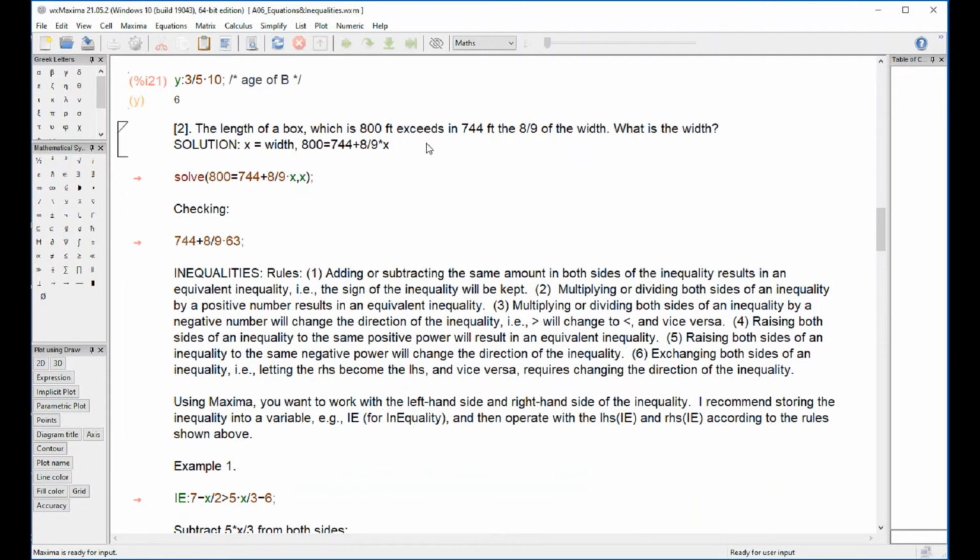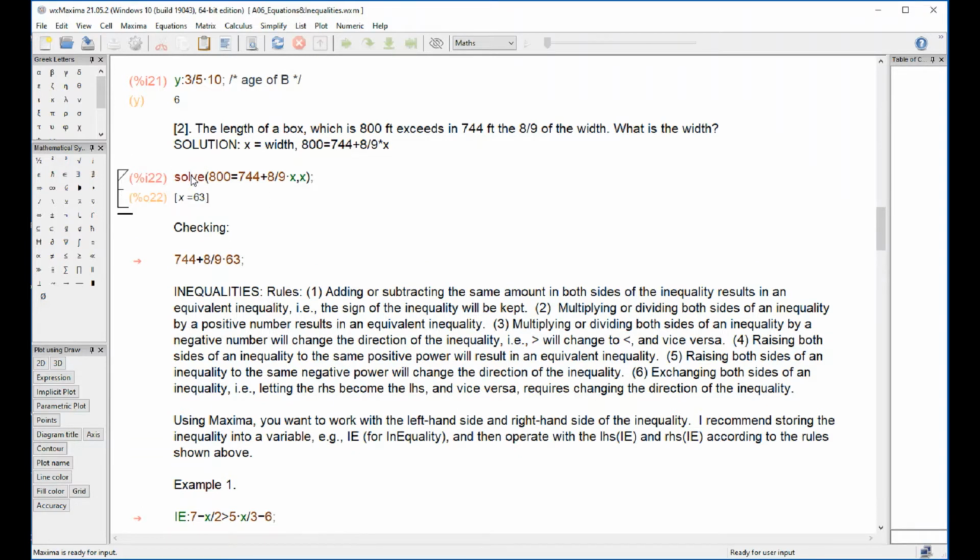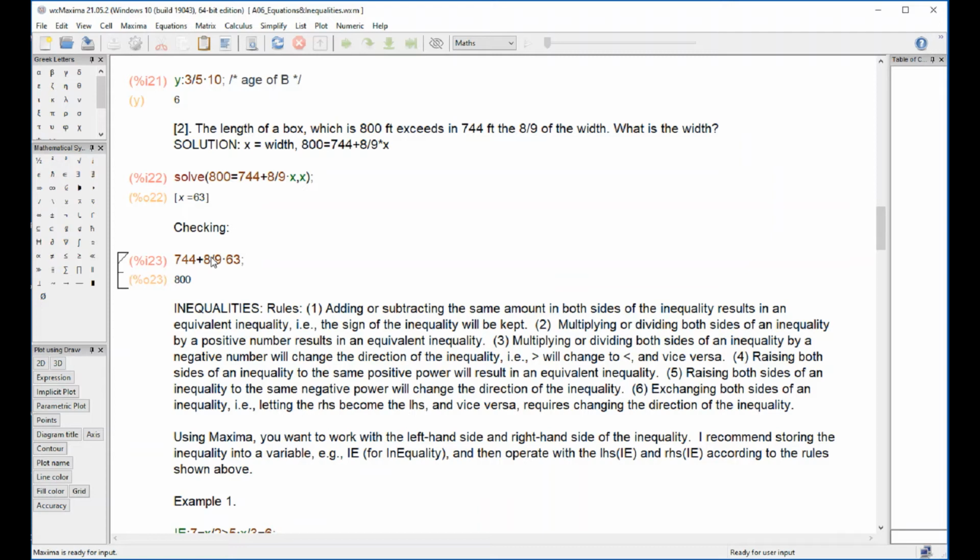The length of a box is 800 feet, except 744 feet, the 8/9 of the width. Let x equal the width: 800 equals 7/4 plus 8/9 of x. If we do solve here, we get x equals 63. To check, multiply those terms, and you get that result.